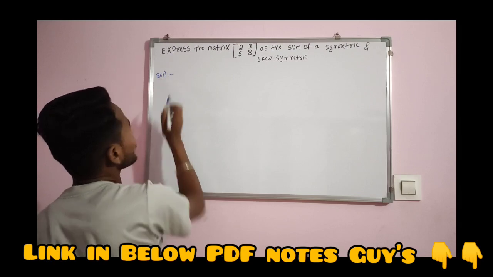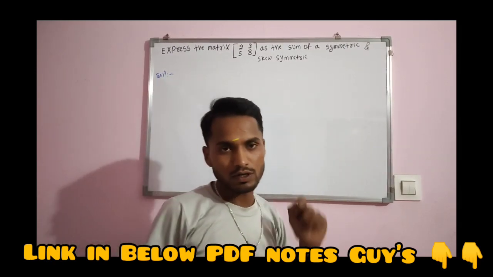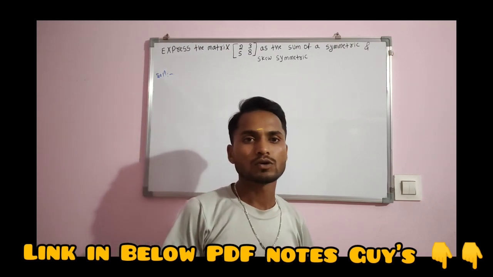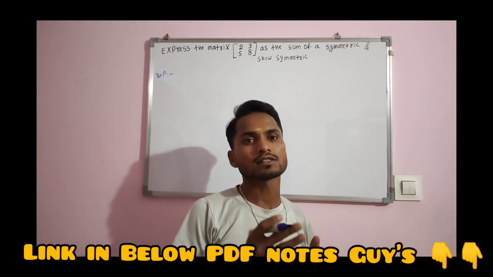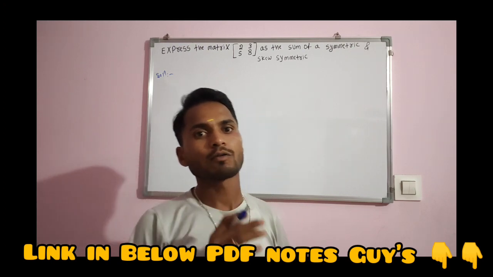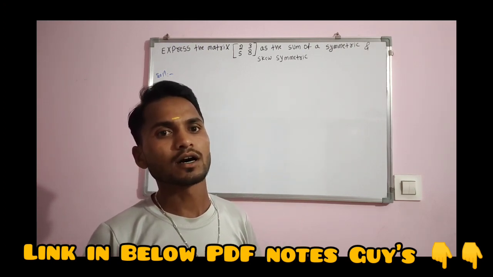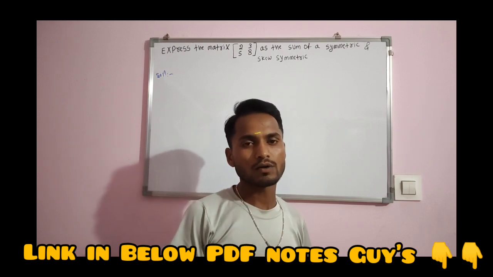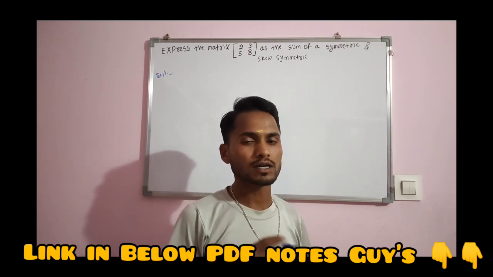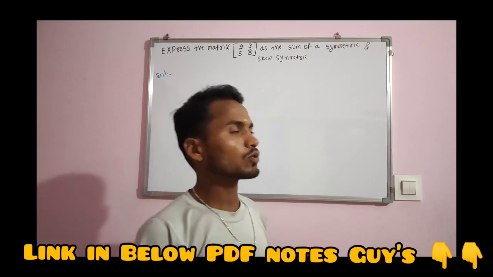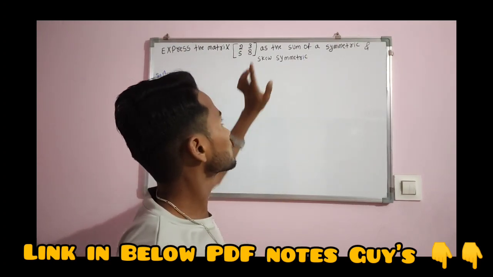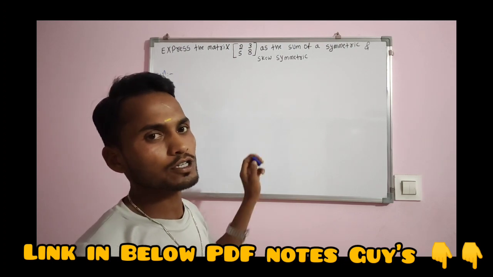One more thing you have to understand here: you have already learned about matrices in second PUC, such as skew matrix, symmetric matrix, diagonal matrix, horizontal matrix, vertical matrix. Today I am going to discuss only how to write a matrix as symmetric and skew symmetric.